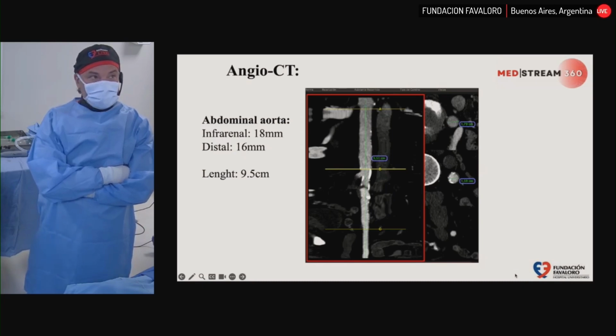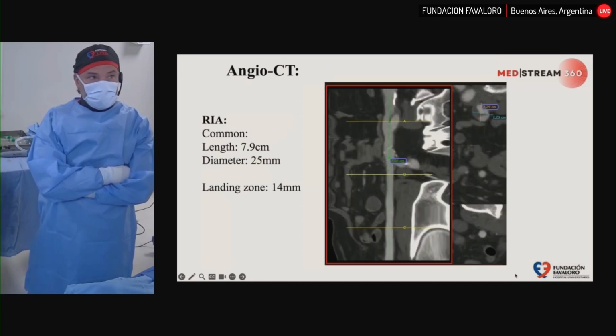18 millimeters, and the distal at the level of the bifurcation is 16, with the length of 9.5 centimeters. This is the right common iliac artery, showing this complicated aneurysm with a length of 7.9 centimeters until the bifurcation with the internal iliac artery, and the maximum diameter of 25 millimeters. The landing zone distally is 14 millimeters in diameter.